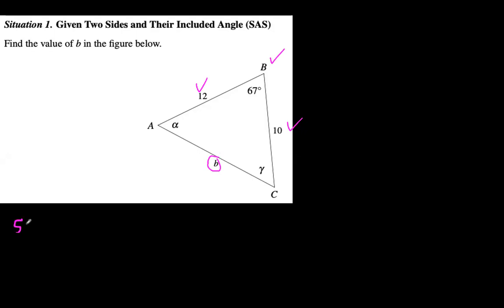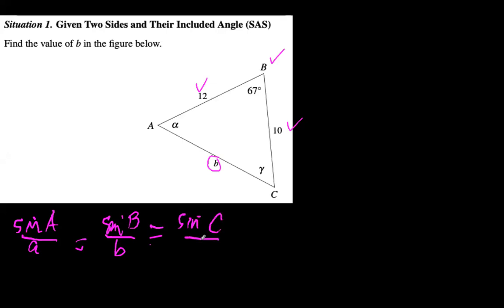Let's just take a look. So the formula for the sine law is sine A over a is equal to sine B over b and sine C over c.